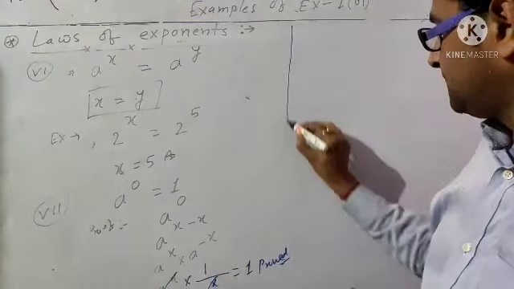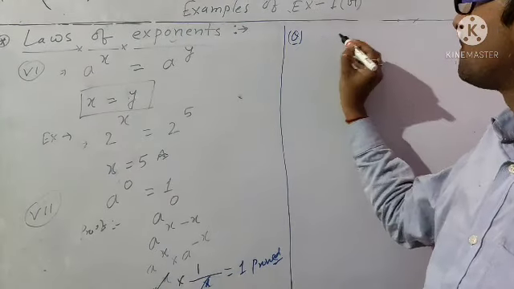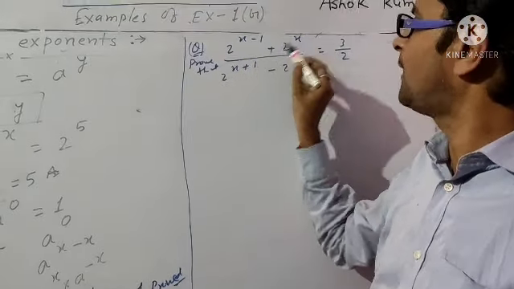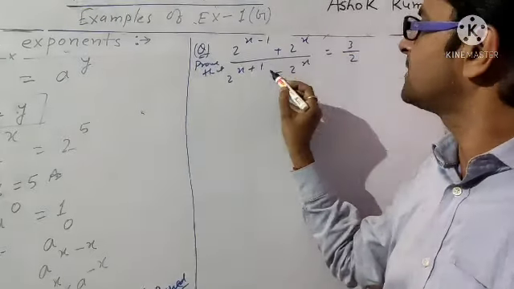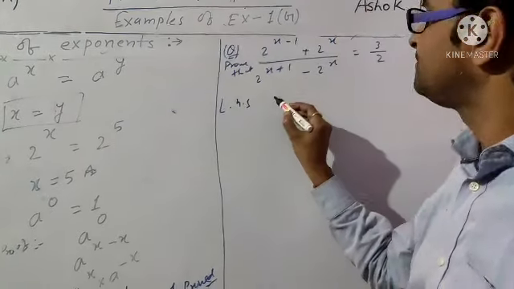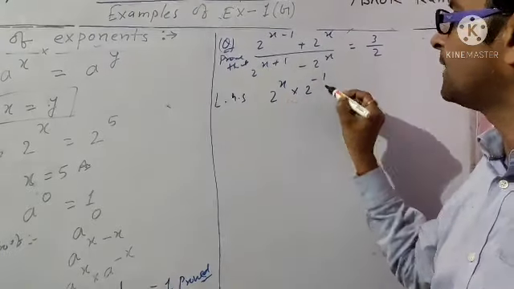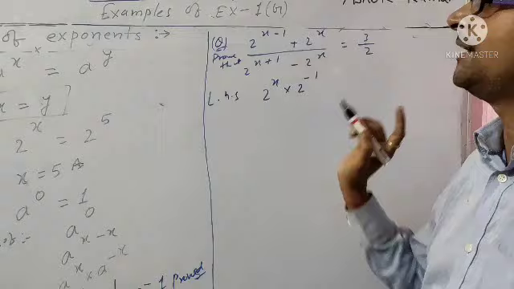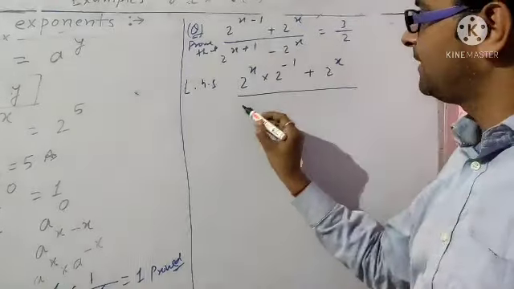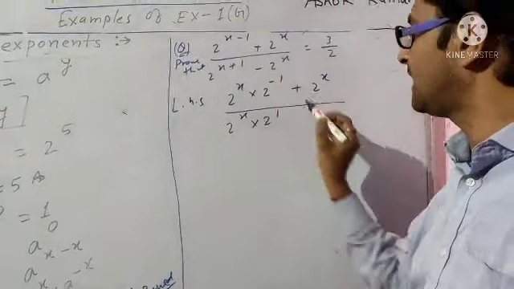Okay, the next question, one more question related to exponents. Prove that 2 to the power x minus 1 plus 2 to the power x, divided by 2 to the power x plus 1 minus 2 to the power x, is equal to 3 by 2. So here, student, from the LHS, 2 to the power x minus 1 can be written as 2 to the power x into 2 to the power minus 1, because the base is equal, the power is added. Plus 2 to the power x divided by 2 to the power x into 2 to the power 1, again base is equal, power is added, minus 2 to the power x.